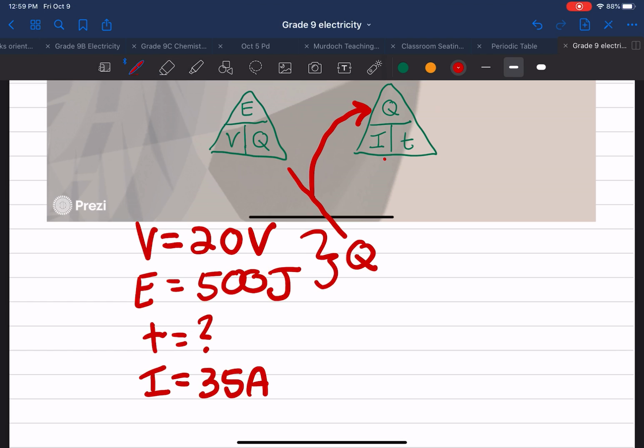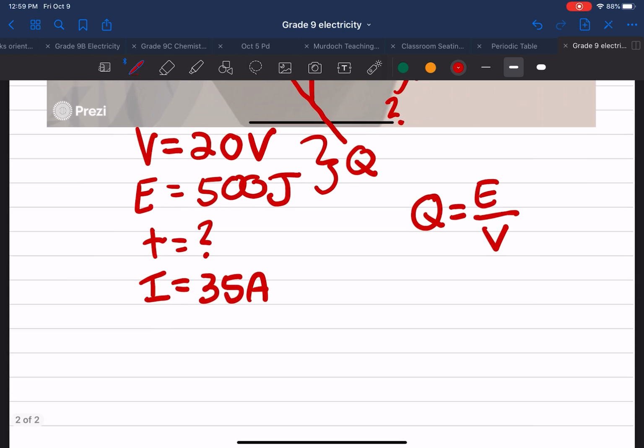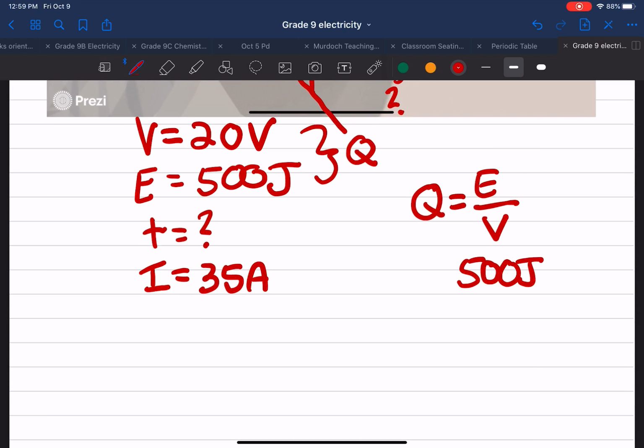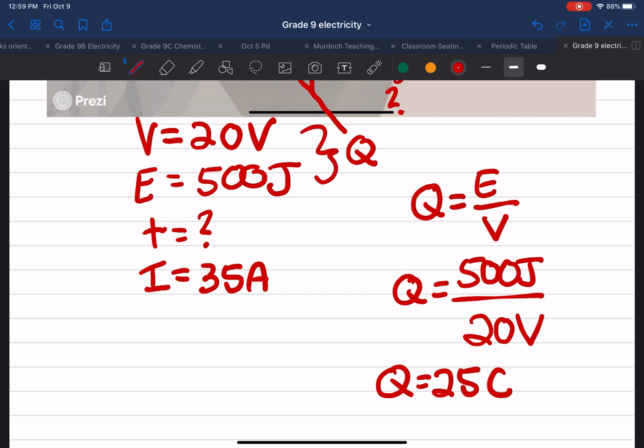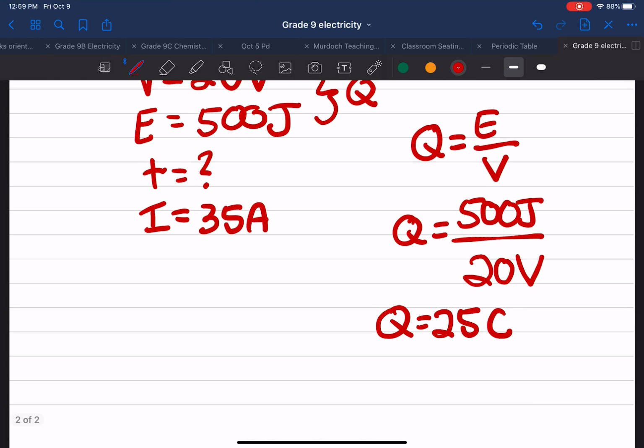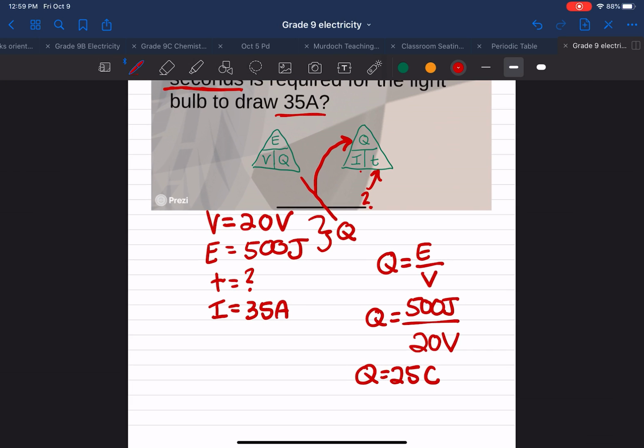So let's solve this formula. Q equals E over V. We were given those units. So 500 joules of energy over 20 volts. So 500 divided by 20, you get 25 coulombs. Awesome. Now you can plug the 25 coulombs into this next equation so that we can solve for time.